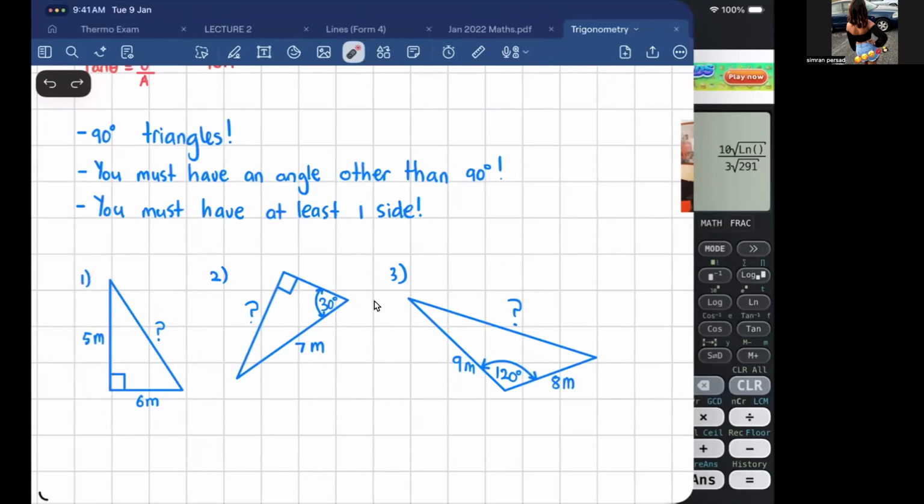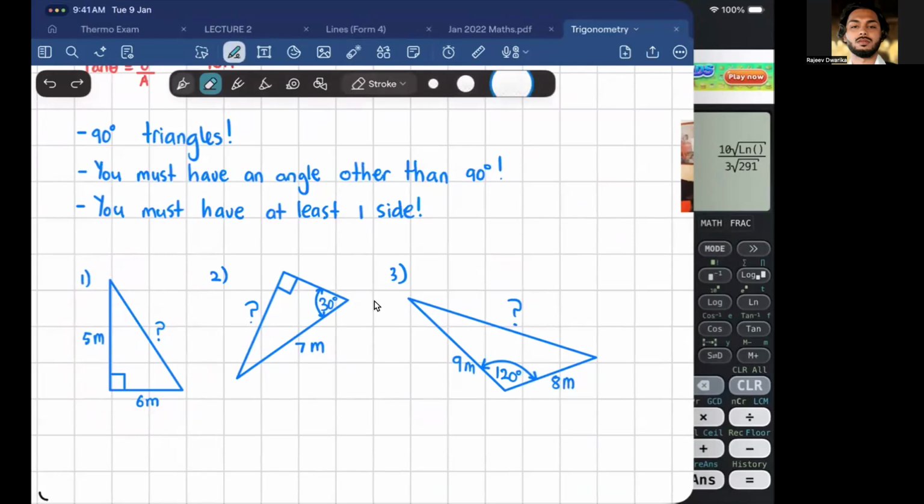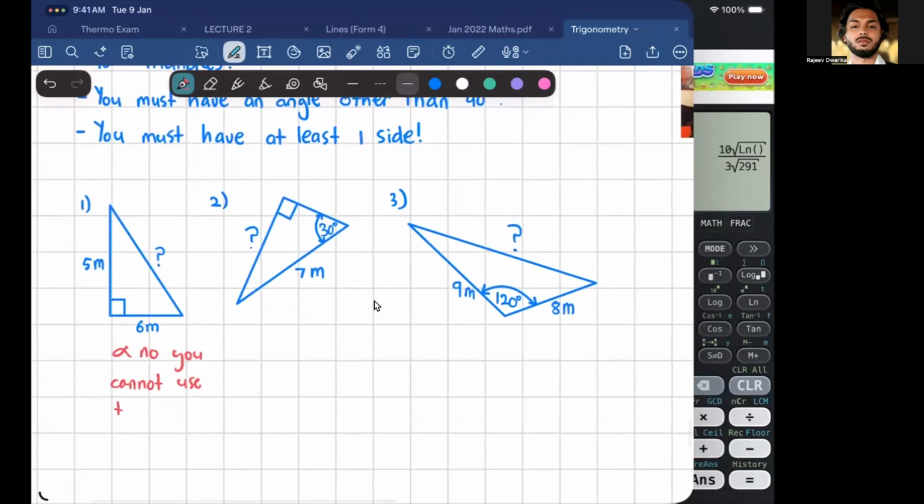Can we use Pythagoras? Yeah, because to use Pythagoras, you need two sides. Do we have two sides? Yeah. So this is a no, right? You cannot use trig ratios. However, what can we use? Tell me someone, what can we use?